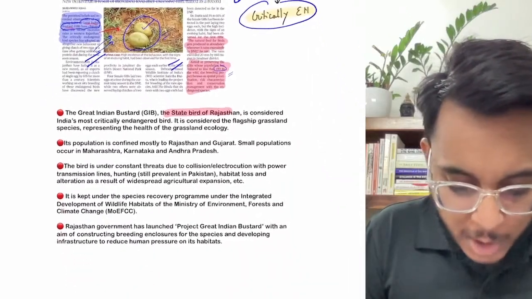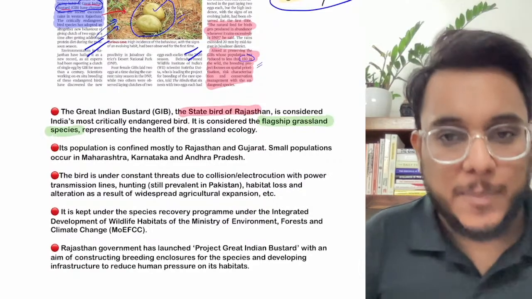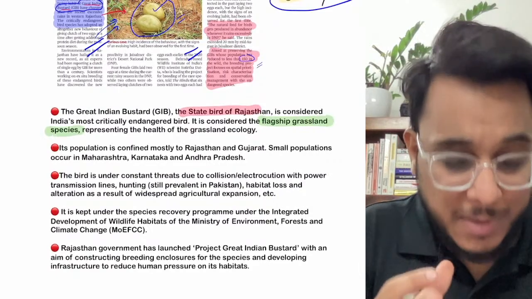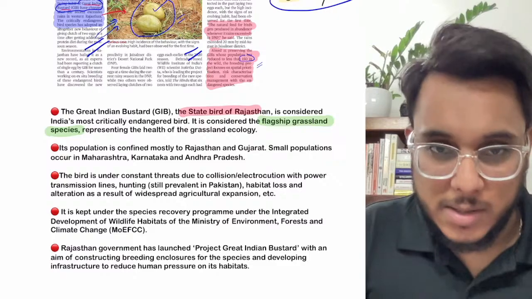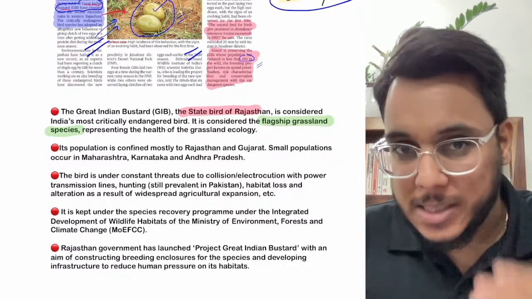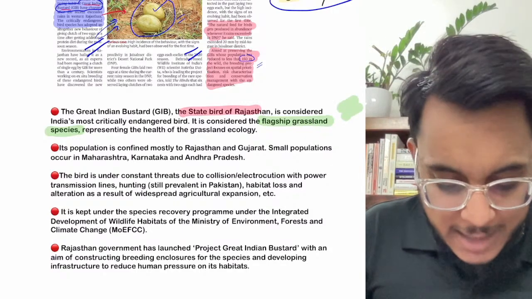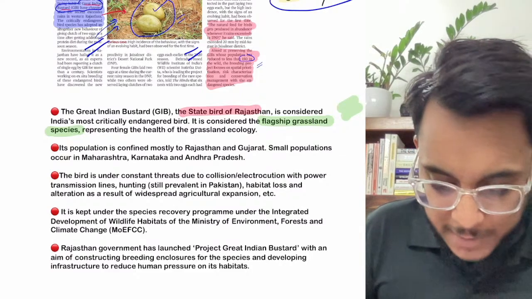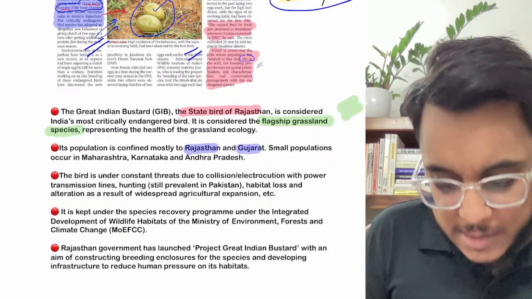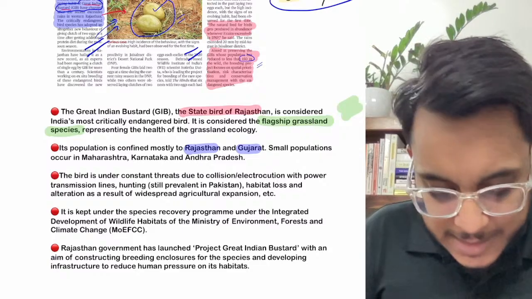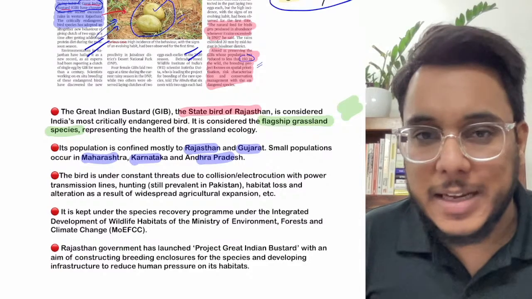Now guys, at the same time, the Great Indian Bustard is also called the flagship grassland species. Now what is a flagship species? It means that they denote the health of the entire grassland ecosystem. If there is a sufficient number of Great Indian Bustards in the grasslands, it means that that particular ecosystem is healthy. So they are the flagship grassland species. Then moving on, the extent of these Great Indian Bustards: they are found in the states of Rajasthan and Gujarat in large numbers in India. At the same time, they are also found in few numbers in Maharashtra, Karnataka, Andhra Pradesh. Along with India, they are also found in the regions of Pakistan.